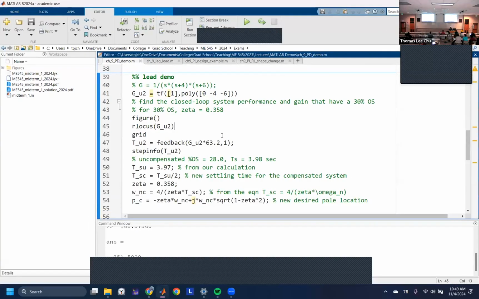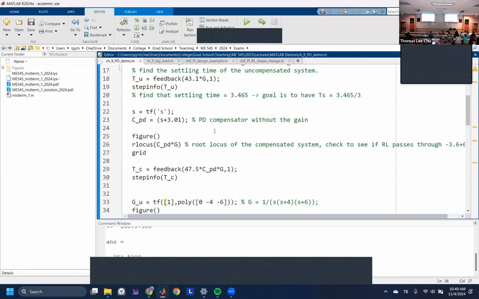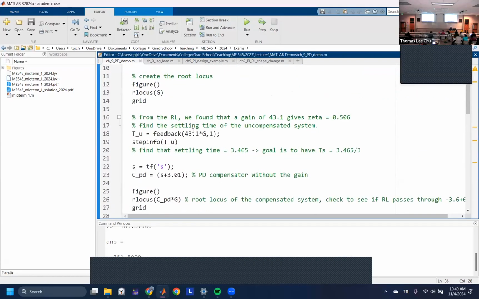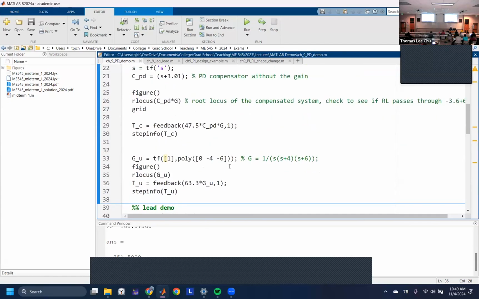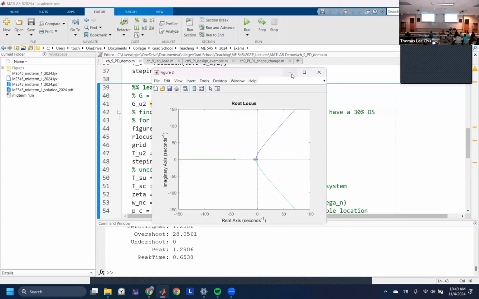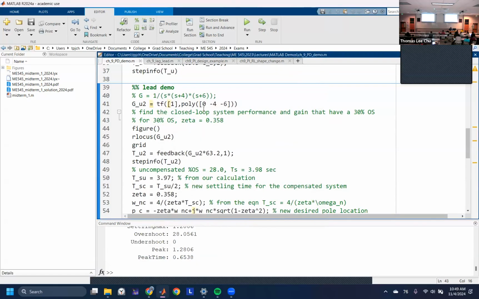Okay, so here we have from the other day our PD compensator, where we had a system with under 16% overshoot. So now we have the same system, but now we're using the design criteria for a 30% overshoot, where we found that zeta is 0.358. And okay, I'll walk through each of the steps.